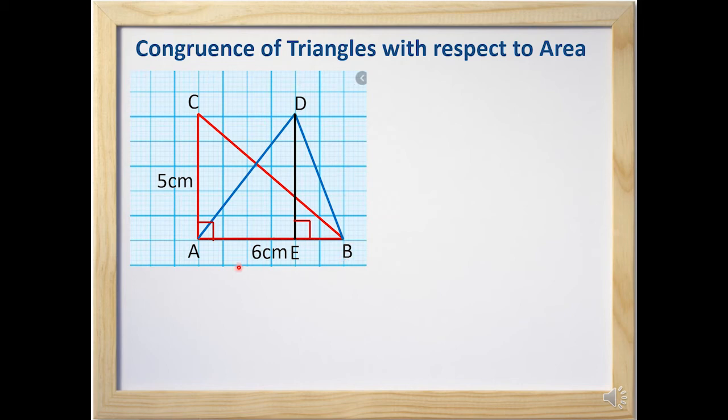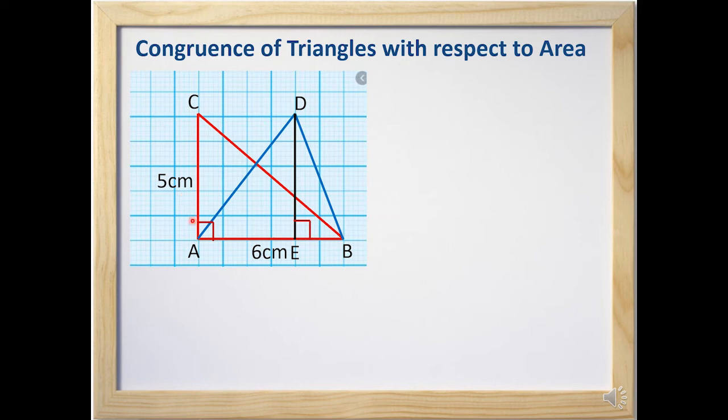For that, I'm going to take a graph paper where each small square is equal to 1 square centimeter. That means the side of each square is 1 centimeter. So I have taken a graph paper where the side of each small square is equal to 1 centimeter.